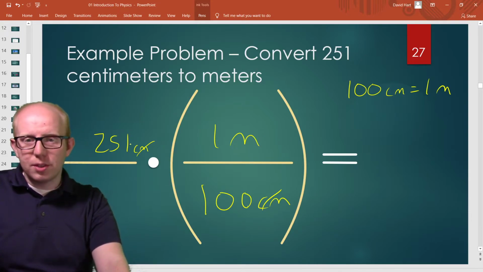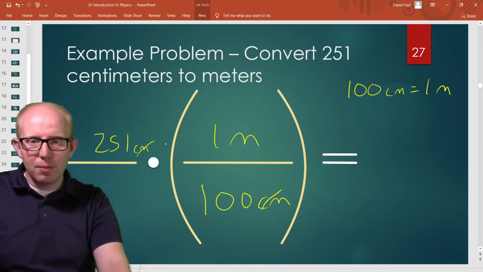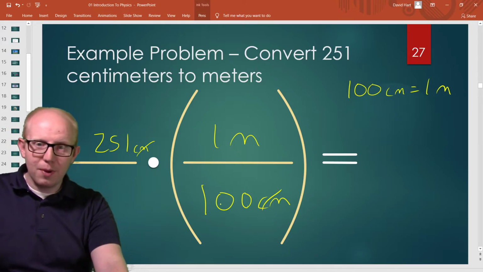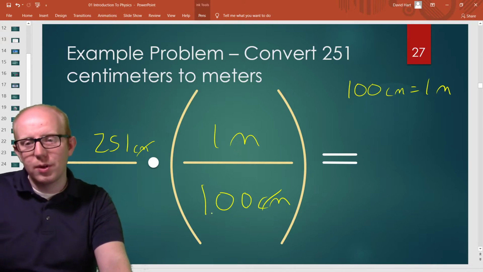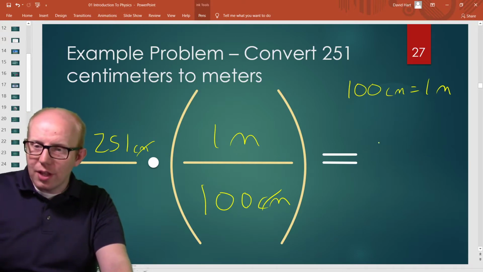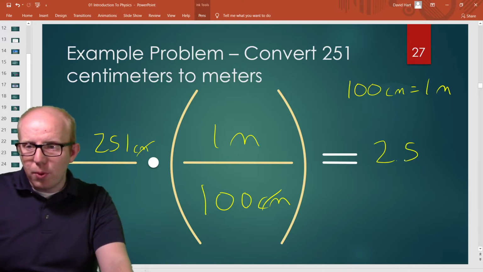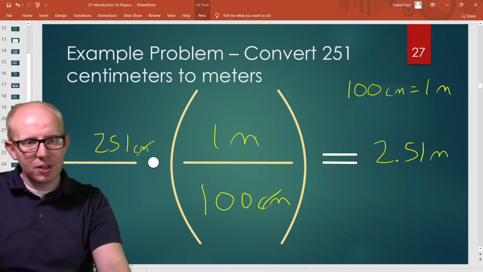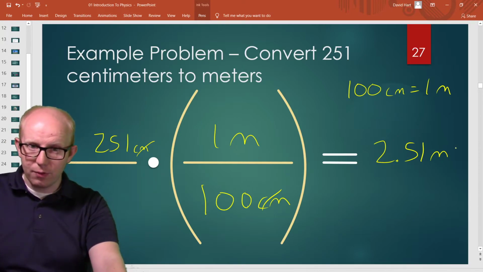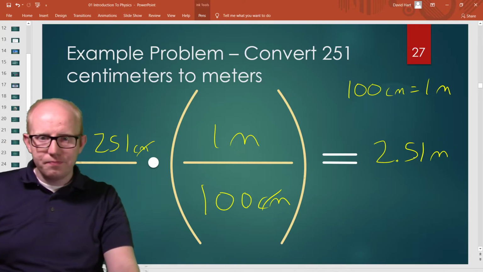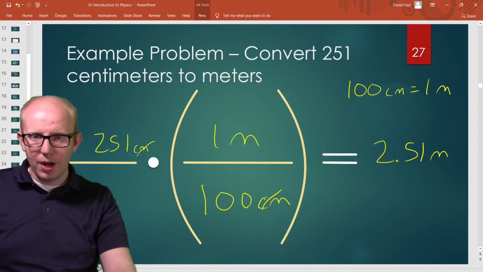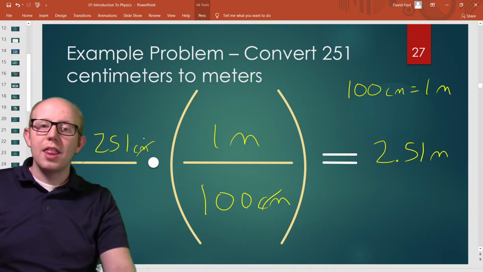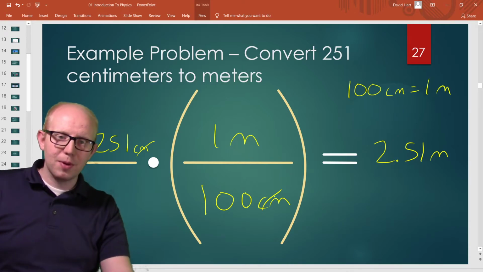Now it's just the process of multiply these two numbers on top and divide by the number on bottom. And if you do this, you get 251 times 1 divided by 100, and you're left with 2.51 meters. Okay, meters never got canceled out, so that's the unit you're left with. Okay, so find your conversion factor, put the units you don't want on bottom so they cancel out, and then multiply by the number on top and divide by the number on bottom.